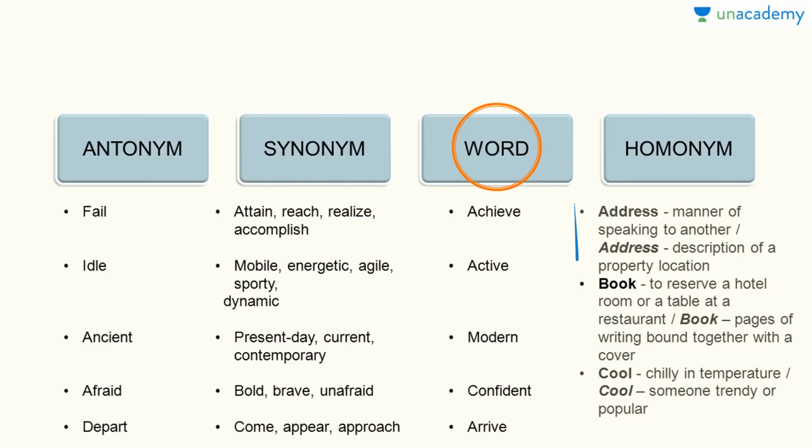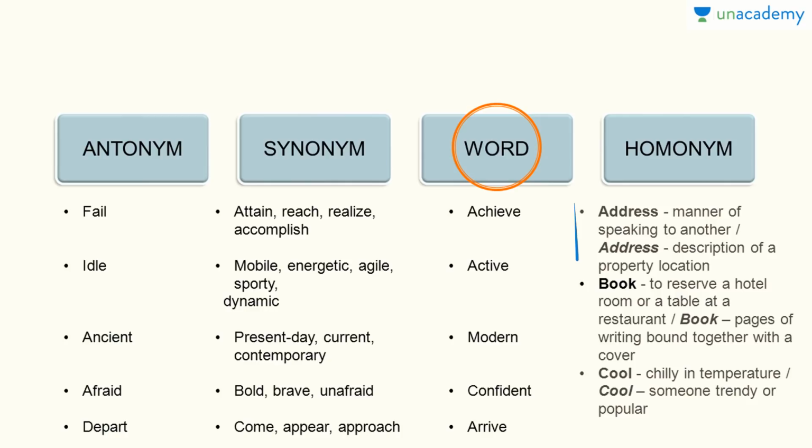Let's look at homonyms. What are homonyms? 2 words with the same pronunciation but with different meanings. First one, address: manner of speaking to another. The second address would be description of a property's location.